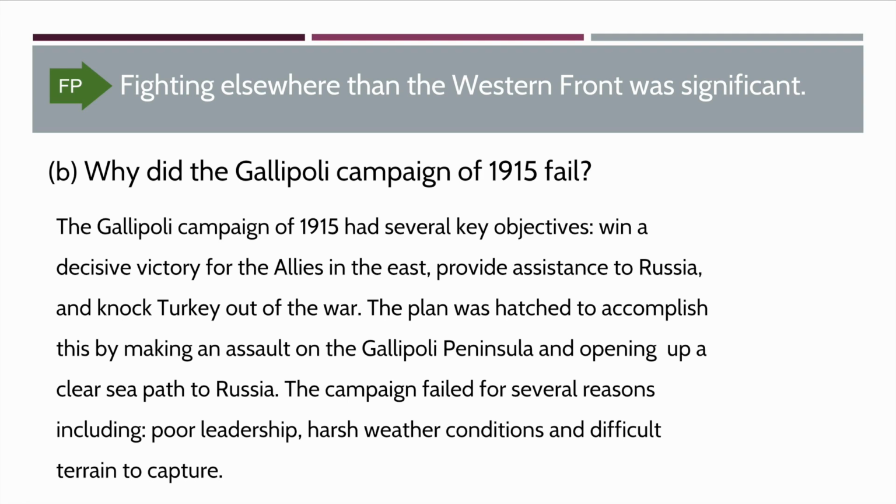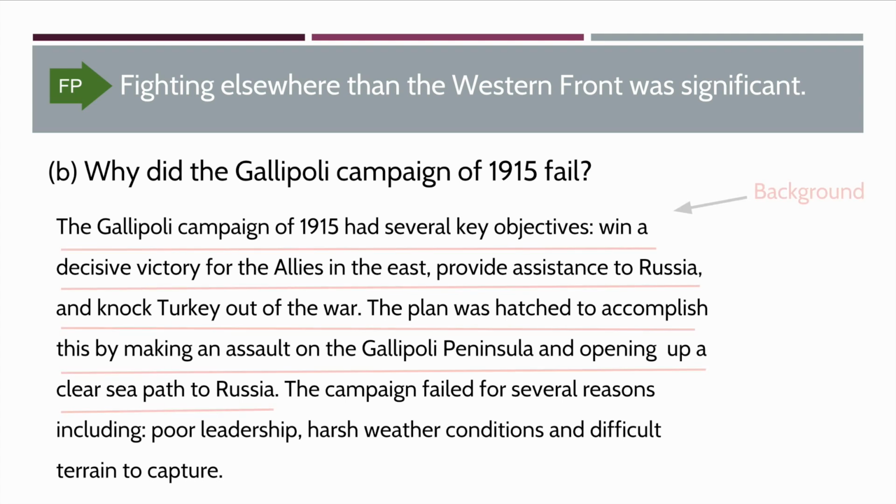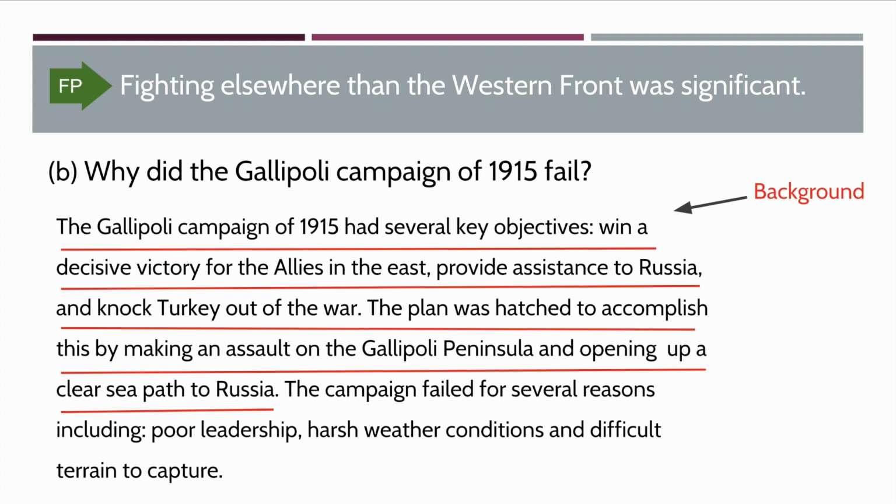The Gallipoli campaign of 1915 had several key objectives: win a decisive victory for the Allies in the East, provide assistance to Russia, and knock Turkey out of the war. The plan was hatched to accomplish this by making an assault on the Gallipoli Peninsula and opening up a clear sea path to Russia. All of this information is background information.